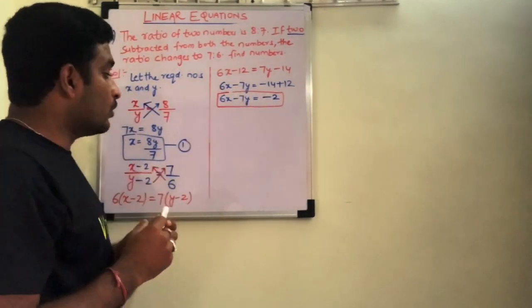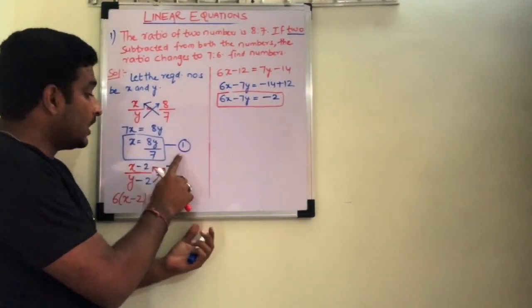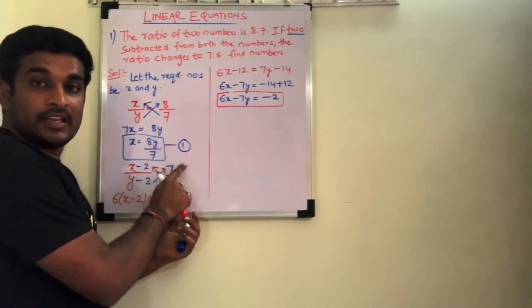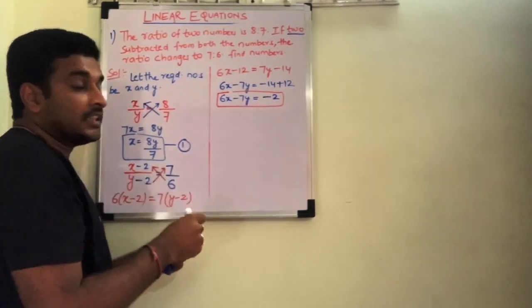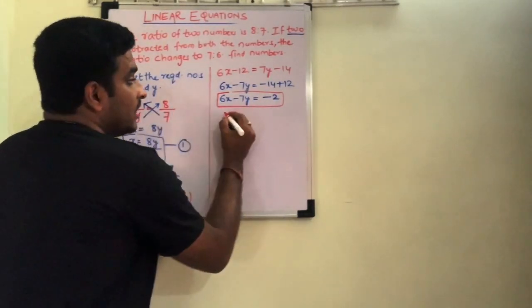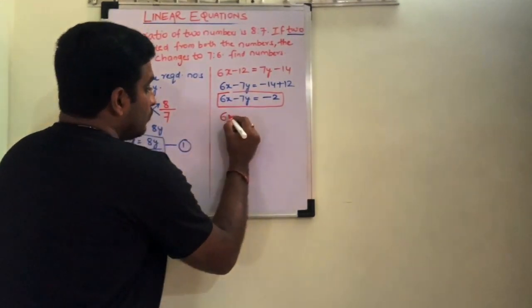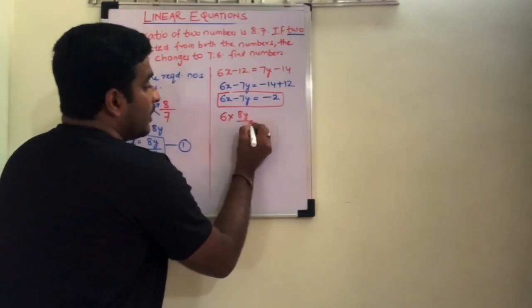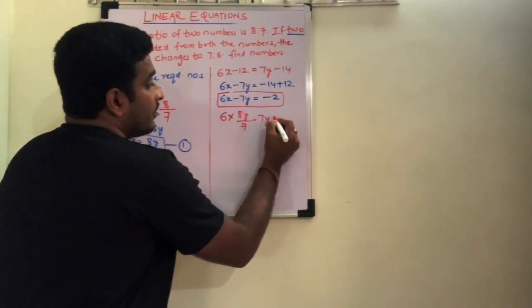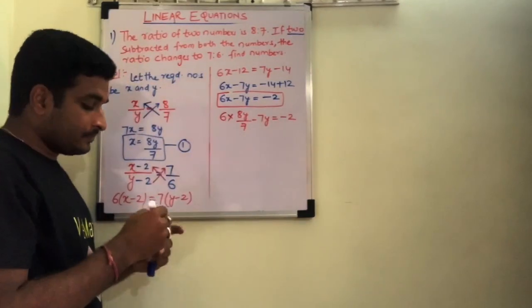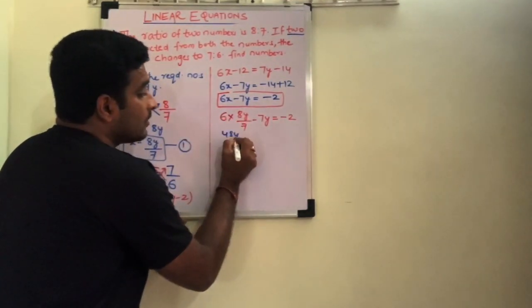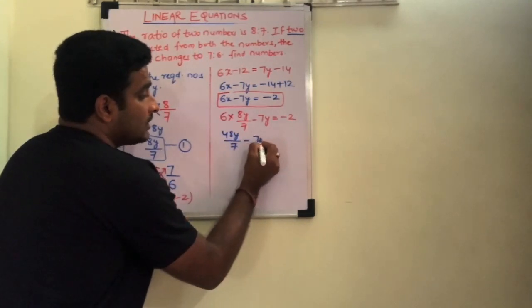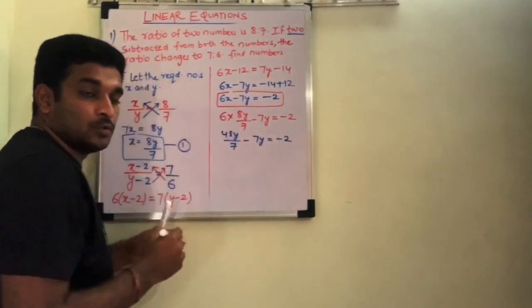This equation is in the form of two variables. But one thing we know is that from equation 1, x equal to 8y by 7, and if we substitute it in this equation, then we can find the single term. Now 6 into 8y by 7 minus 7y equal to minus 2. 6 into 8y will become 48y by 7 minus 7y equal to minus 2.